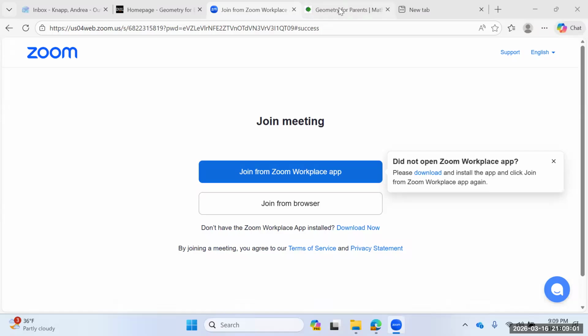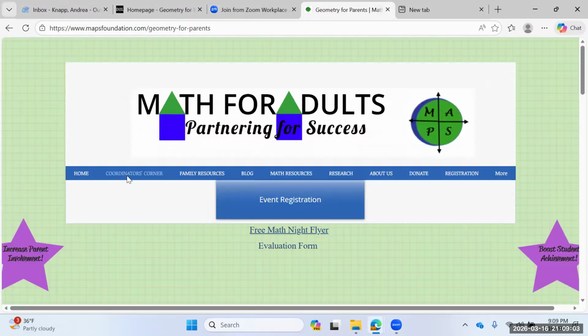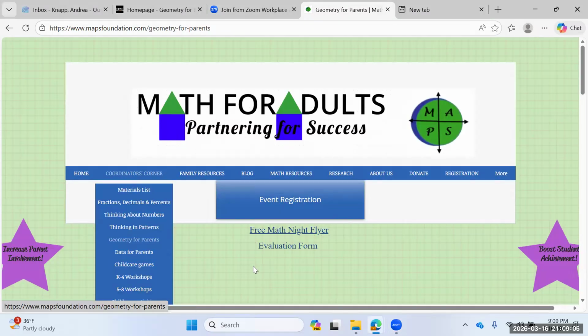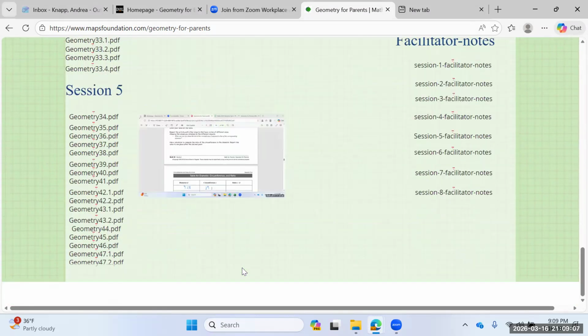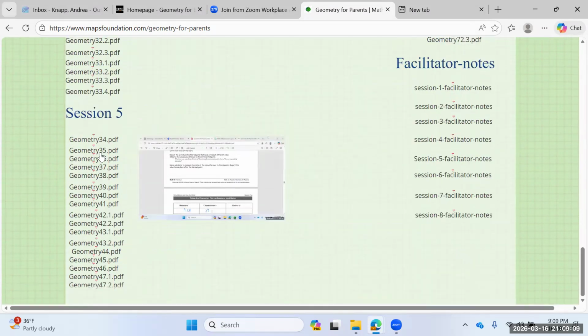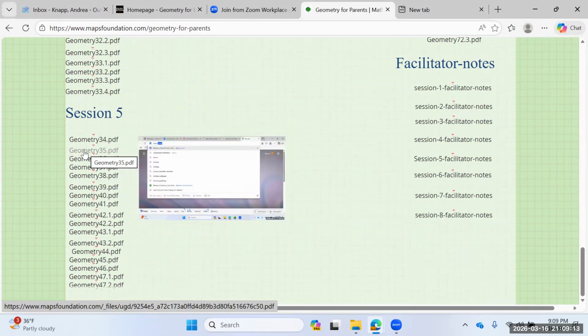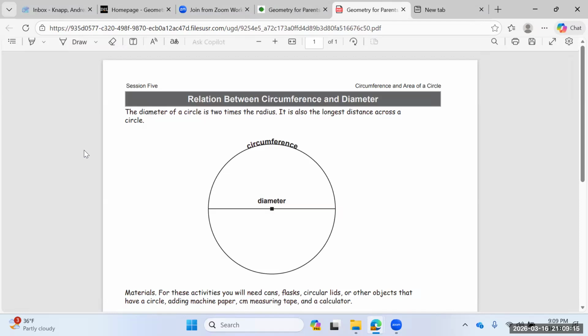First, we will go to the Math for Adults Foundation website, mapsfoundation.com. Click on Coordinator's Corner, Geometry. You'll scroll down to Session 5 and look at pages 35 and 36.